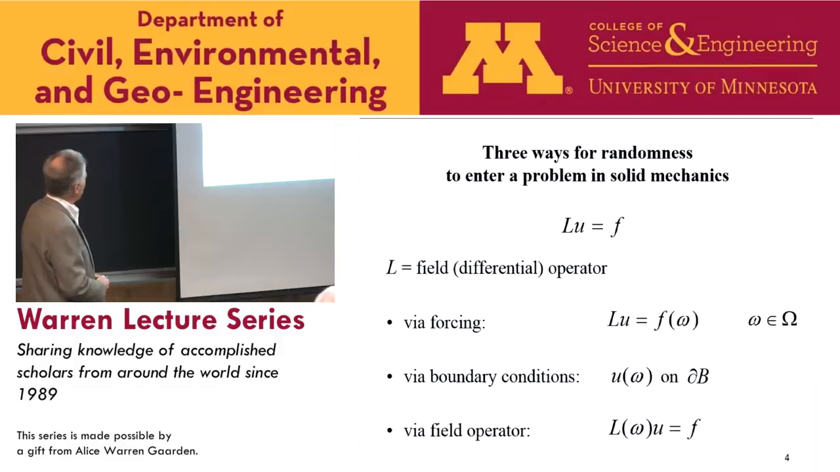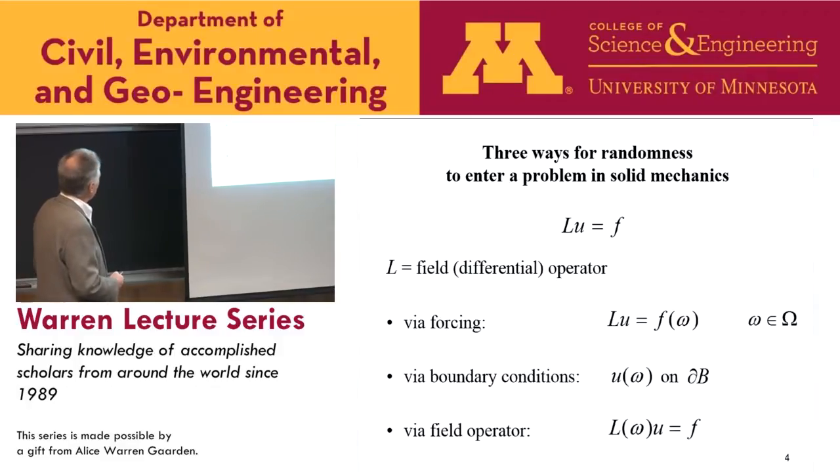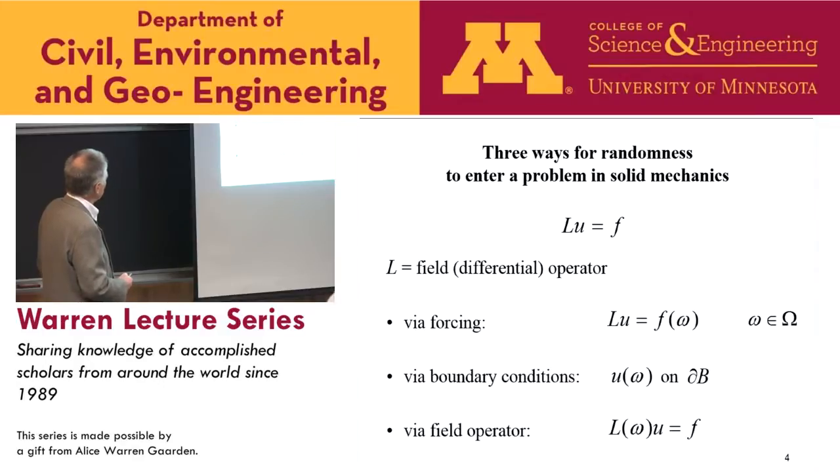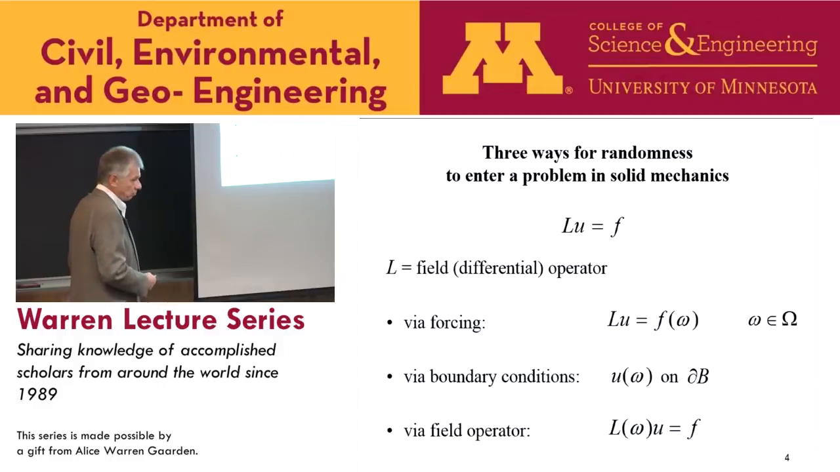So here is a kind of a basic field equation written symbolically, but we can think of it as a Navier equation of elasticity. And there are three ways of introducing randomness. One is through forcing. So then this would correspond to something like random vibrations, where we have an oscillator. There's nothing random about the spring and damper, but random forcing is random in time.